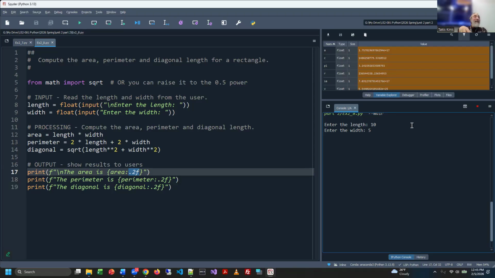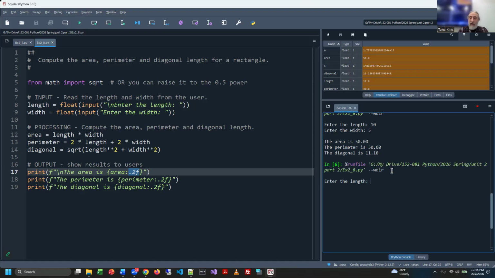And then the diagonal, somewhere in between 5 and 10, right? Actually, it's going to be a little bit longer than 10. So that's why I use numbers like that, because that way I can just calculate them in my head, or you can put them in a calculator really quick. And then once you're assured you're getting the right answer, now I can pump in much larger numbers and be assured that it's calculated correctly. So that's exercise 2.8 solved, folks.